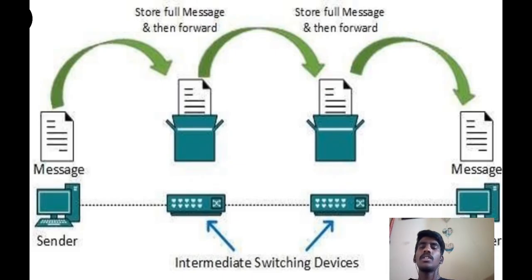So this is an example for message switching. Sorry for that, I didn't text something about message switching. So here is the example for message switching. When you forward some message to the receiver, these intermediary devices store the data first, thereafter forward it to the receiver, which is known as message switching.